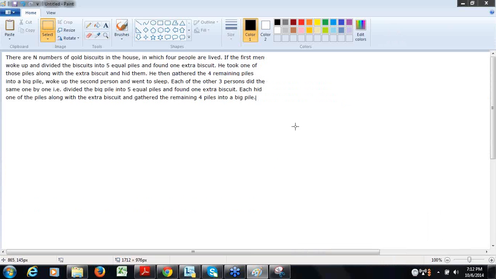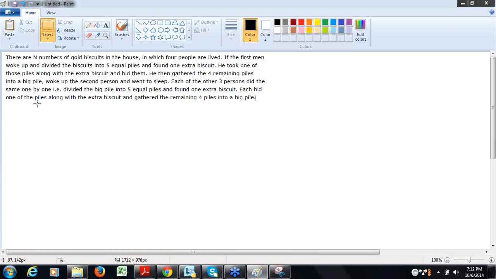Let us solve this question. So this is a little interesting question. So what we have is there are n number of gold biscuits in the house in which 4 people are left. The first man woke up and divided the biscuits into 5 equal piles and found one extra biscuit. He took one of those piles along with the extra biscuit and hid them. Then he gathered the 4 remaining piles into a big pile, woke up the second person and went to sleep.